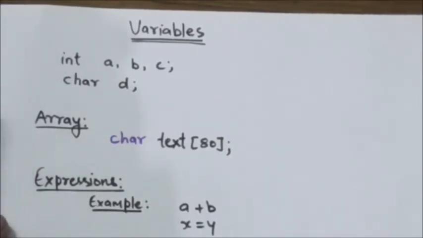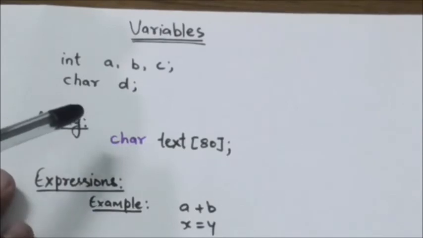Now another is array. So what is an array? Array is another kind of variable. An array is an identifier, right? And this array refers to a collection of data items, and all the data items in an array must be of the same type. About arrays we will study in detail in future tutorials.